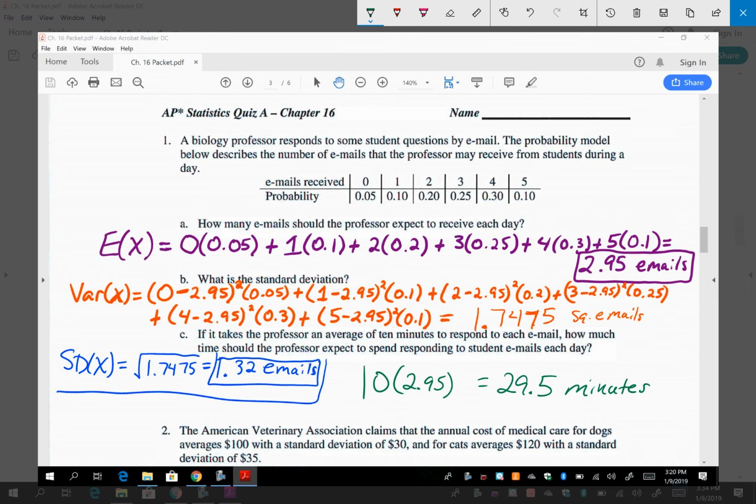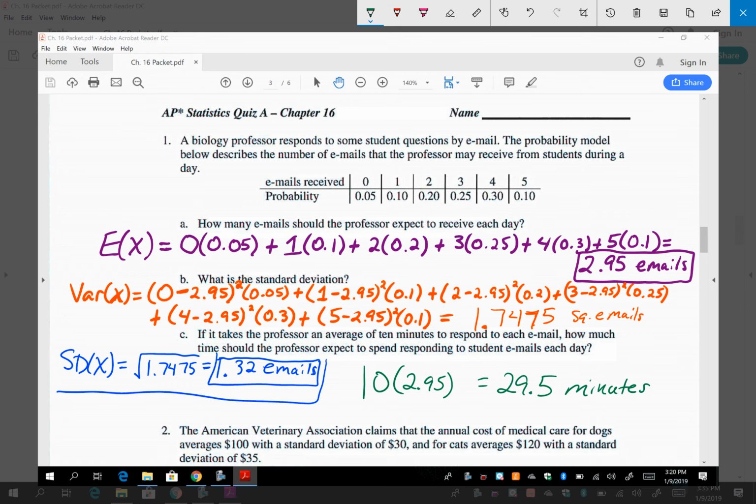Good question. The 2.95 is your center, your average. This is the number of emails we expect the professor to get on a typical day. The 1.32 is how spread out the possible values are that the professor can get, because the professor can get 0, 1, 2, 3, 4, or 5 student emails a day. So that range, if I look at it over a year, I expect the spread of it to be 1.32 emails. So really, it's just a way of saying how far.